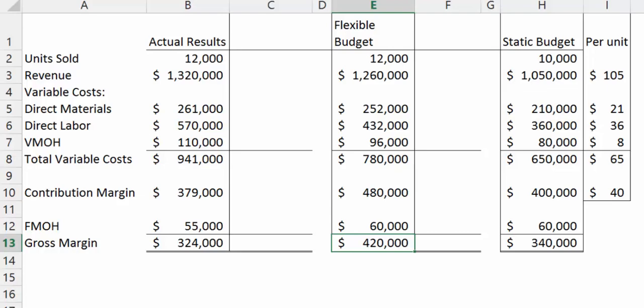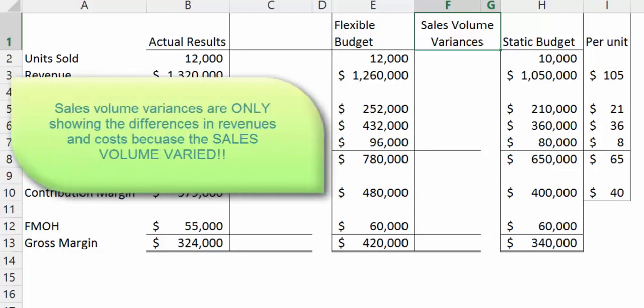But before we go back and compare this to actual, let's do our sales volume variances. Now, these variances are only variances because there was a different number of units sold. Of course, we know that there were 2,000 additional units sold and that should give us a favorable variance if everything else was at its standard price, cost, and quantity. The revenue variance is $210,000. This is, of course, favorable as well.